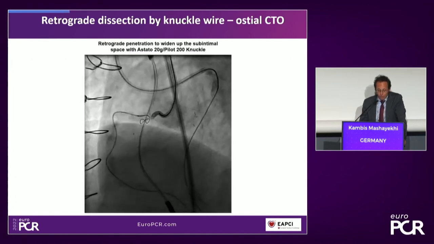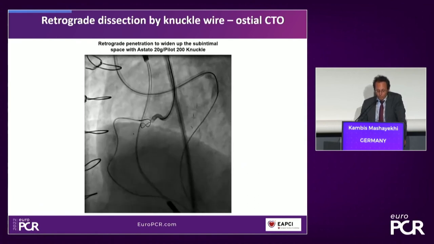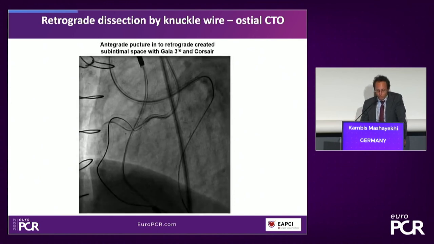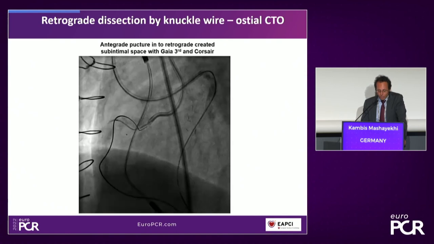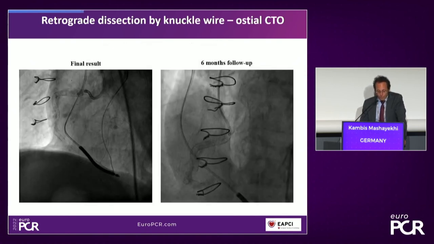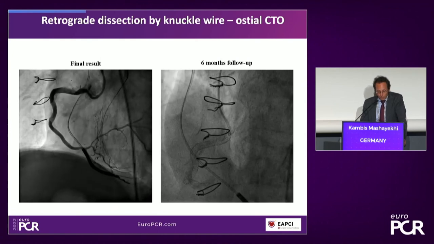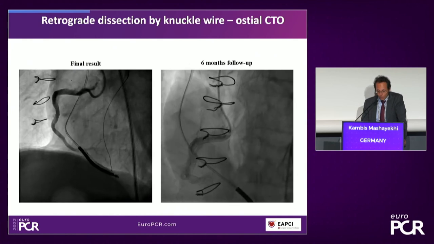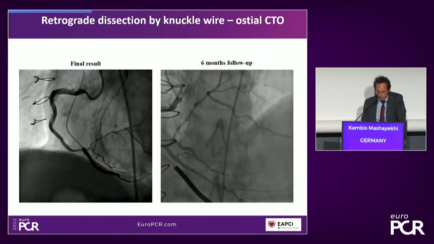And here, a very aggressive knuckle wire technique with Astato and Pilot 200 worked to create a dissection at the ostium retrogradely, and then you just puncture into this dissection plane with stiff wires, and then you already have a wire overlap, and you can stent this vessel with a final nice thrombus-free outflow, and also the six-month result was not bad after 6 months, as you can see here.